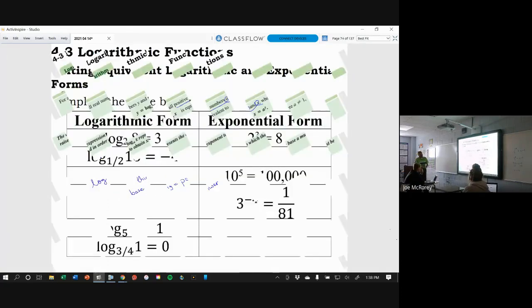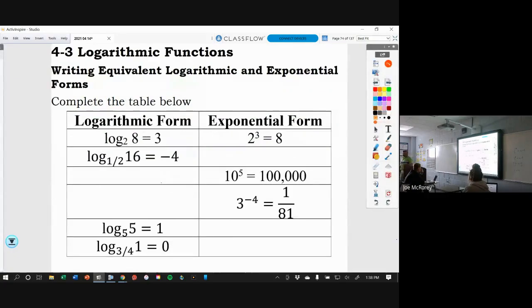Next slide here. What we're going to do is practice taking logarithmic form and turning it into exponential form, or exponential to logarithmic. Okay? We're just going to go back and forth a couple times. The first one is done for us. The log of 8 base 2 is equal to 3. What's the base? 2. What's the power? 3. What's the thing? 8. 2 to the third equals 8. Okay?